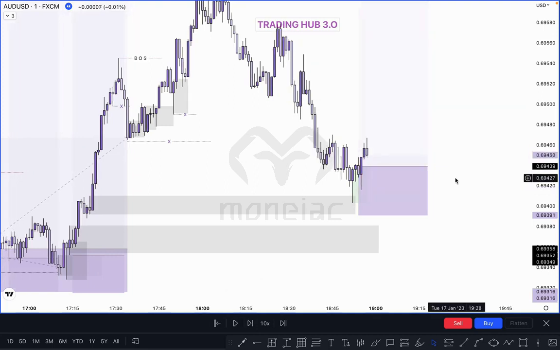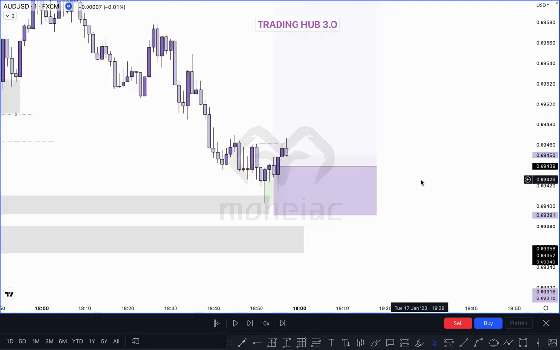So what is happening here? Look at this one. This is our change of character. This is our micro structure. Okay, and the same thing will be applicable when the market taps on your PD zone in a higher time frame. So the same scenario will be applicable here.